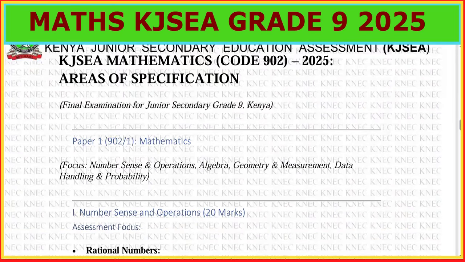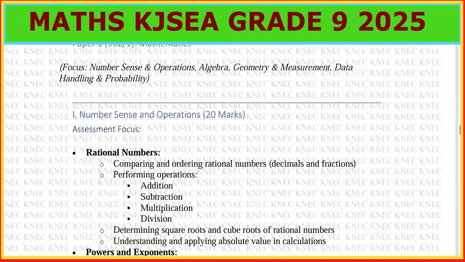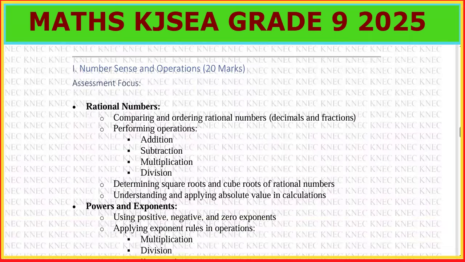So areas of specification. These are the areas that we are going to be tested on. Almost the exact questions. Comparing and ordering ratios, numbers, decimals, and fractions. Performing operations: addition, subtraction, multiplication, division, determining square roots and cube roots of rational numbers, understanding and applying absolute value in calculations, powers and exponents. If you have a problem with indices, using positive, negative, you remember this? The use of positive, negative, or zero exponents, the integers.